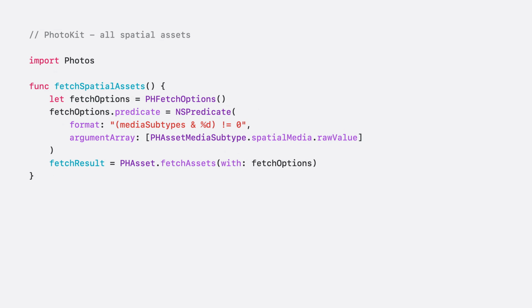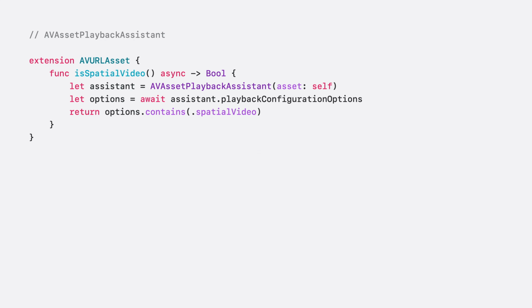If you don't need input from the user, you can use PhotoKit to programmatically fetch all spatial assets from the user's photo library. Just set spatial media as your PHAssetMediaSubtype when constructing your fetch predicate. We can also modify the fetch request to only return spatial photos, or only return spatial videos. And for video, you can also use AVAssetPlaybackAssistant. Its playback configuration options can be queried to check if a local asset is spatial. This is a great option if your app loads videos from sources outside of the photo library.